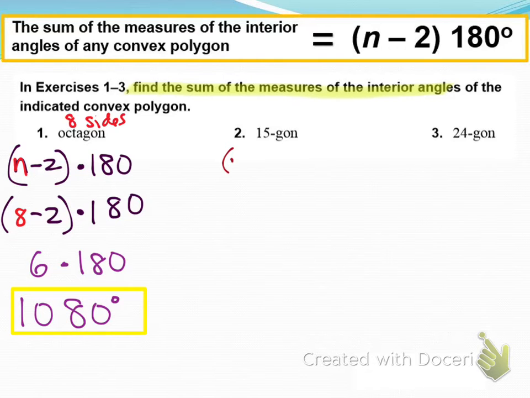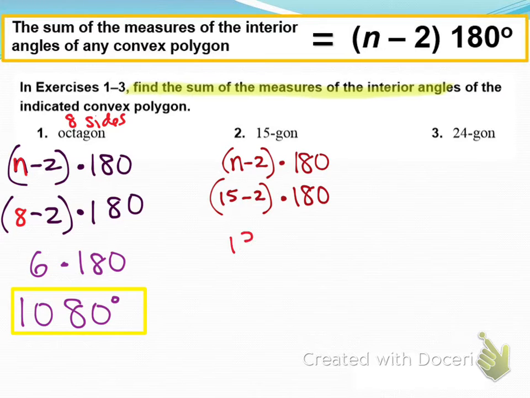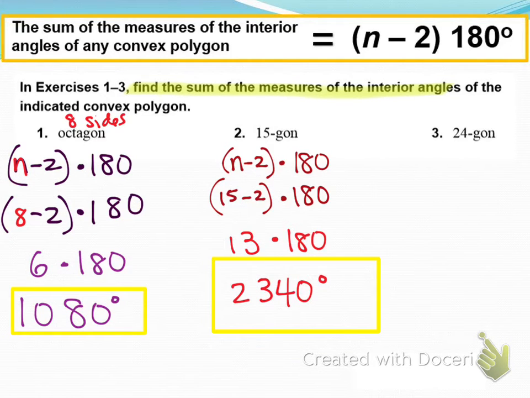So 15-gon, how many sides does a 15-gon have? 15. So how many triangles are inside of a 15-gon? 13 triangles times 180, 2,340 degrees. So for every single 15-gon, it's 2,340 degrees.